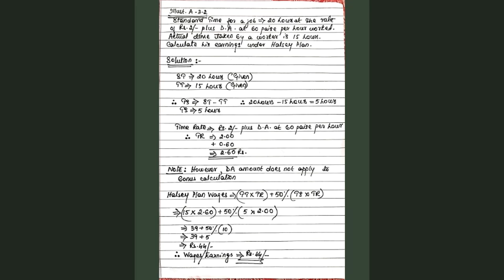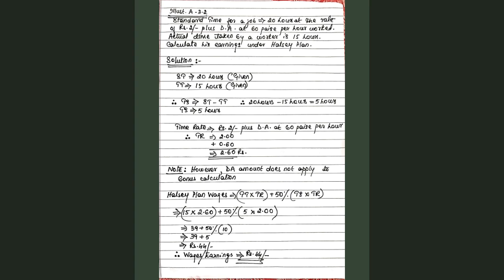Now, having got this time saved also, let us figure out the time rate, because all these are components of the formula under Halsey plan. So you have to get the time taken, you have to find out the time rate, you have to find out the time saved as well. So time rate is given as 2 rupees per hour, DA is given as 60 paise per hour. Let us add both of these up and we get rupees 2.60. Now, having all this data with us, let us start solving the problem using the formula.